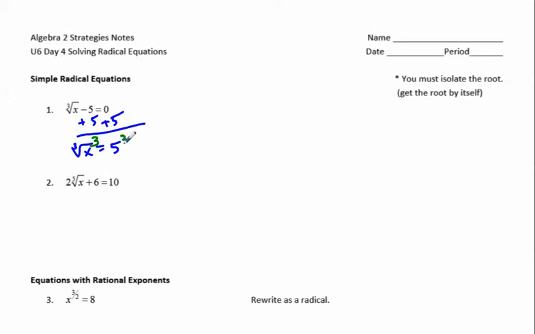So on the left side, the cube root and cube will cancel out, leaving you with just x. And on the right side, you need to actually do 5 to the third power, which is 5 times 5 times 5, and you should get 125.